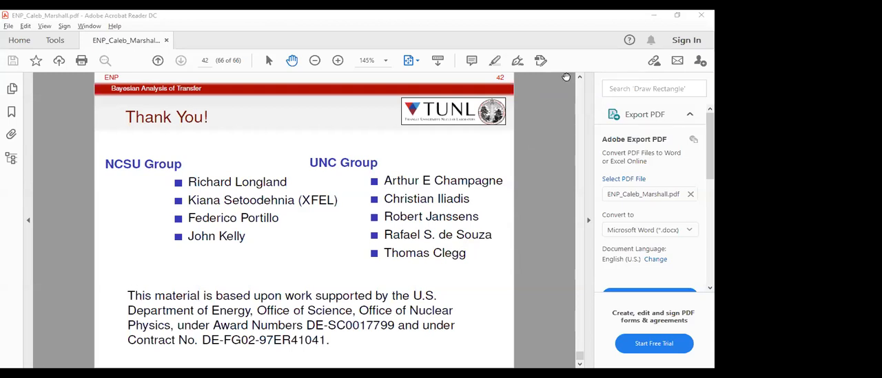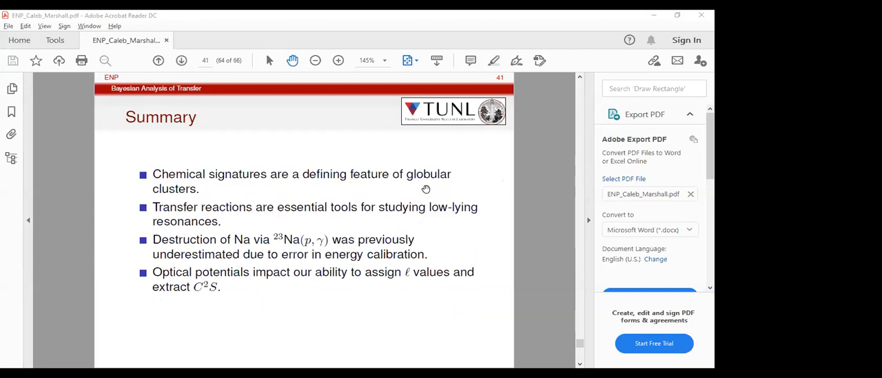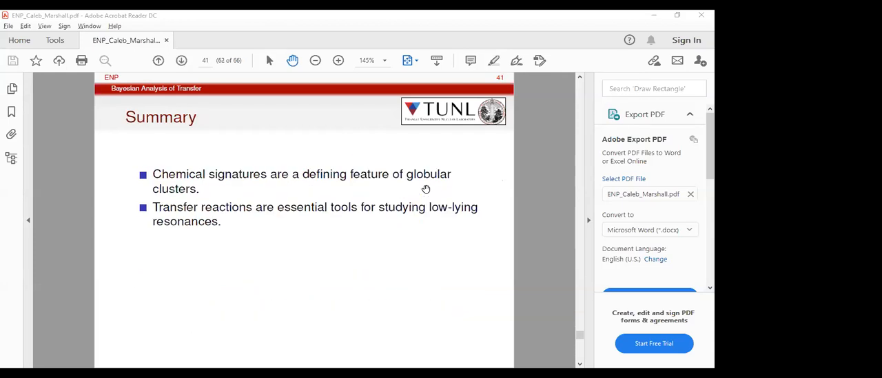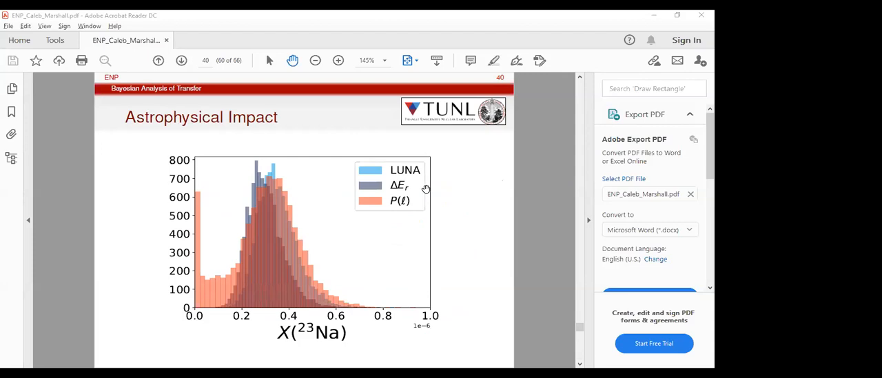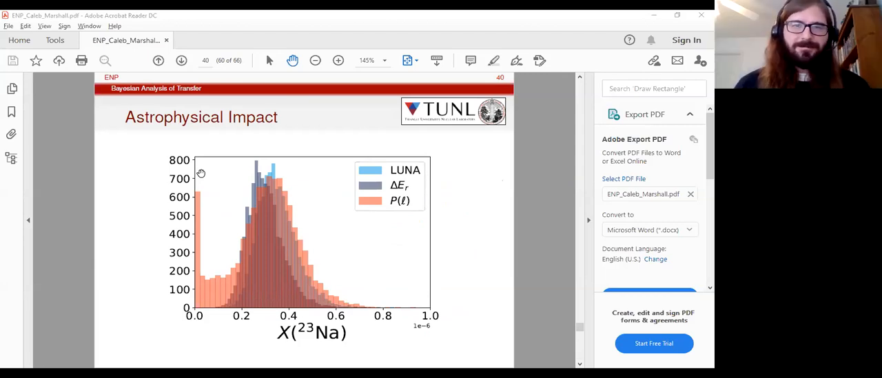I was just going to ask you about your last plot where you were showing sodium abundances. When you included your work, there was suddenly, sorry, we've got terrible weather here, so you may lose me. You may hear the thunder going. You suddenly had this peak at 0, the spike at 0. Should we be concerned about that? Is that meaningful?